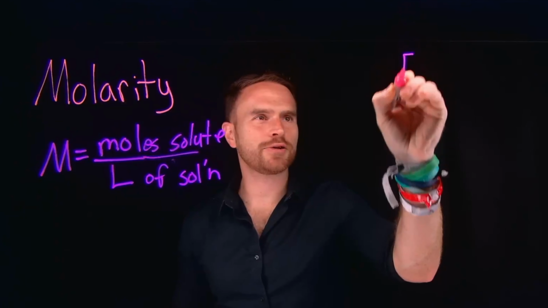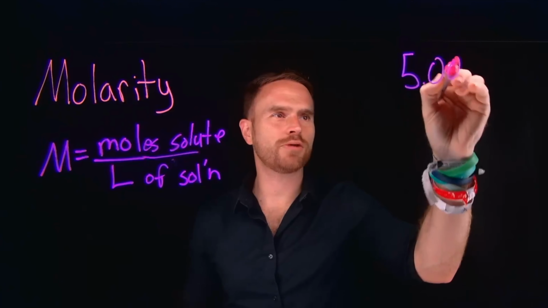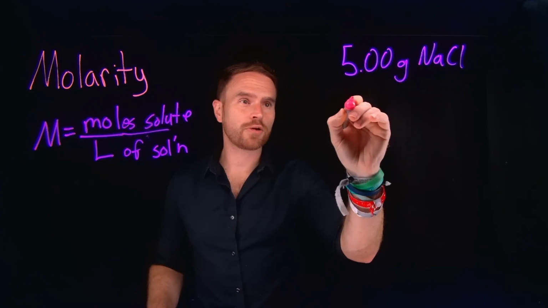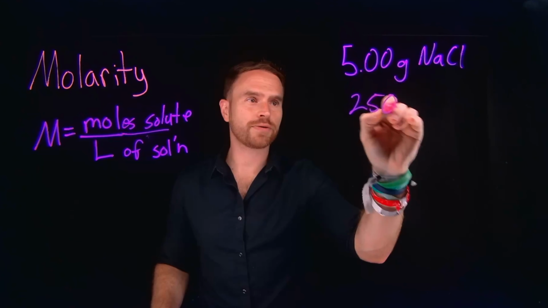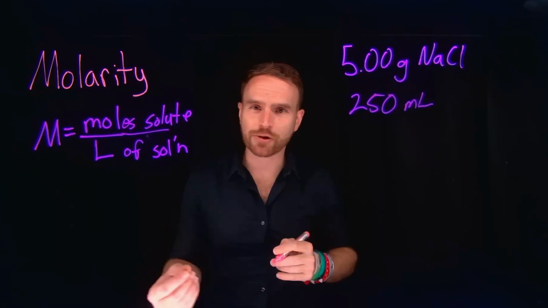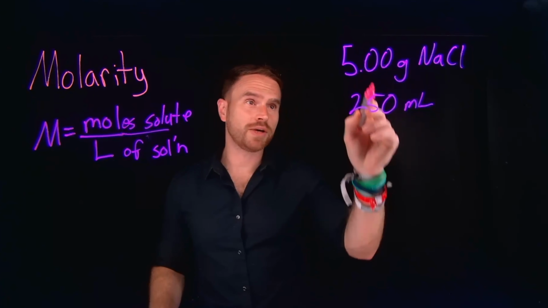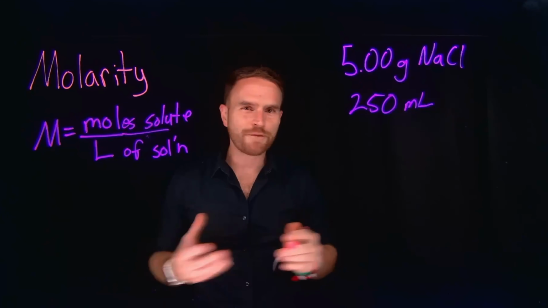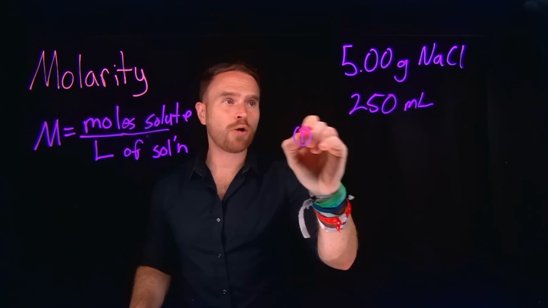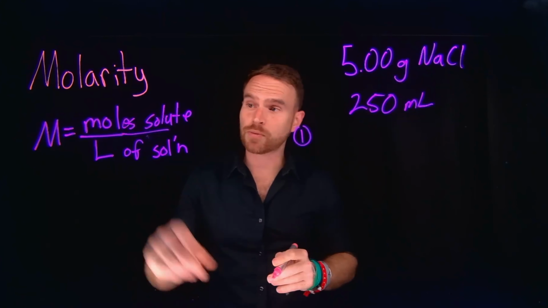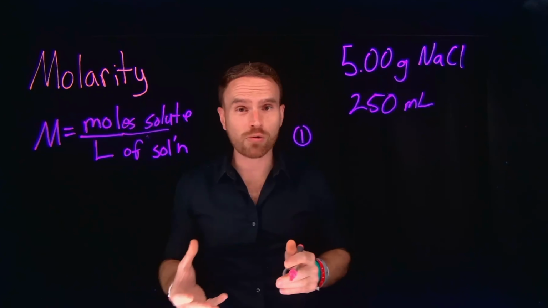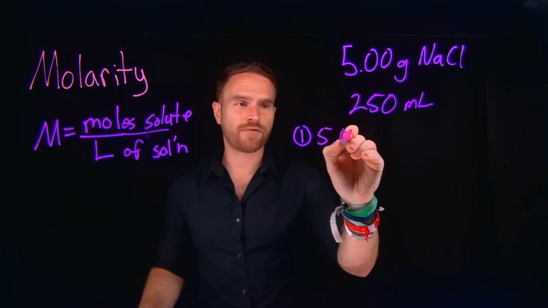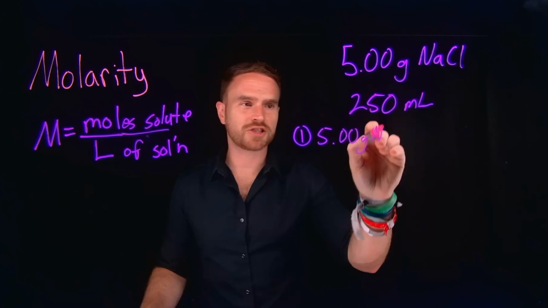And let's say that you're told that you have 5.00 grams of sodium chloride. And these 5 grams of sodium chloride are dissolved in 250 milliliters to make your new solution. The first thing we need to do is figure out how many moles of sodium chloride we have, because remember, molarity is always in terms of moles of solute. And for that, we'll need the molar mass, because we know that we're starting with 5.00 grams of sodium chloride.